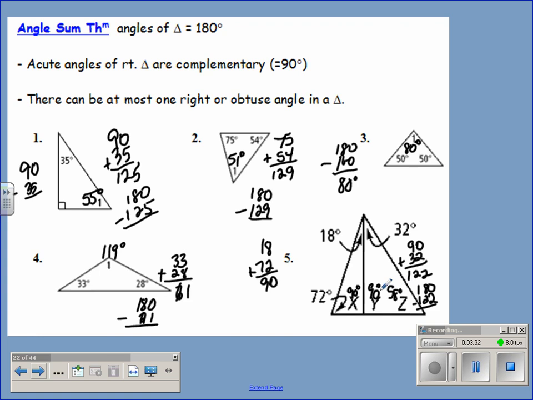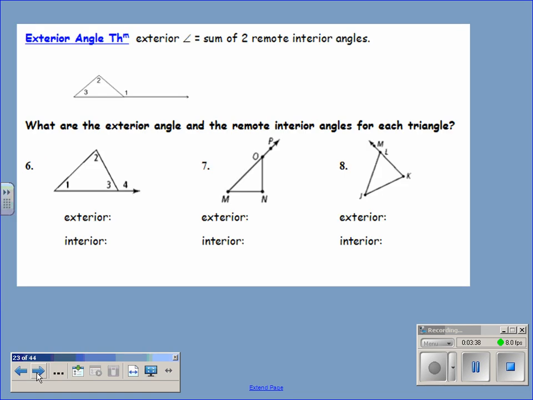So hopefully with the angle sum theorem, everything's good to go. I mean, you guys have seen this before, you've done it before, you should be good. This is the little bit newer part. With the exterior angle theorem, we're saying that the measure of the exterior angle, angle 1, is equal to the measure of the two furthest angles in the triangle.